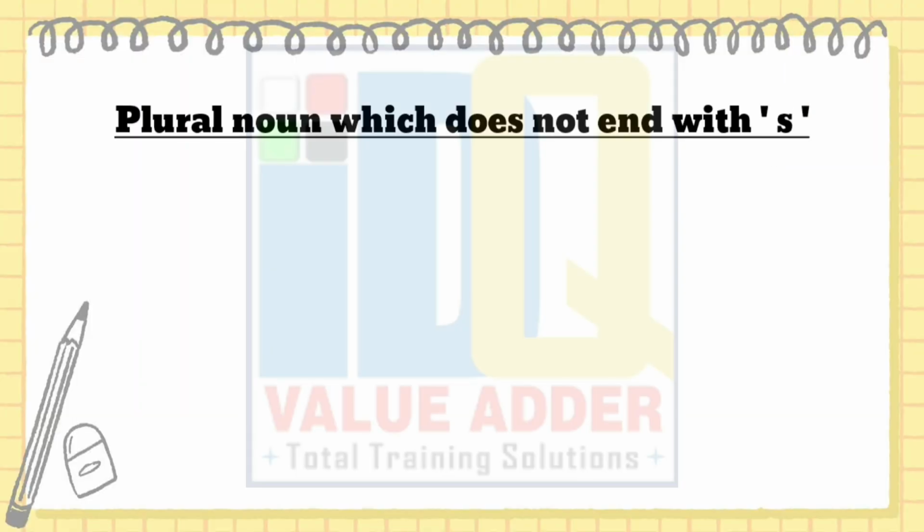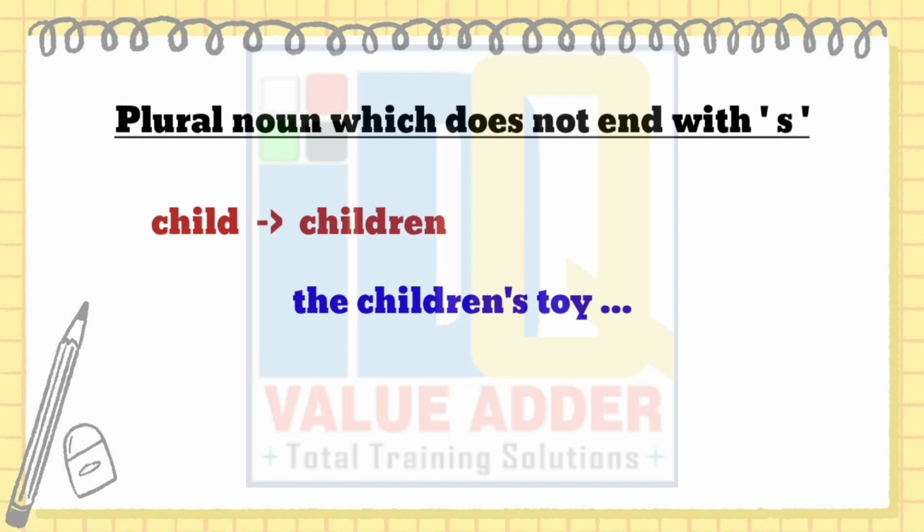Now we will talk about plural possessive noun which does not end with S. For example, the plural of child is children. Let's see some example. The children's toy. Here, how will I write? I will write children, then apostrophe, and then S. The children's toy.